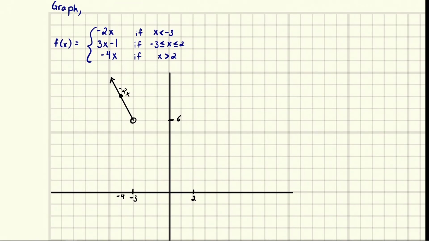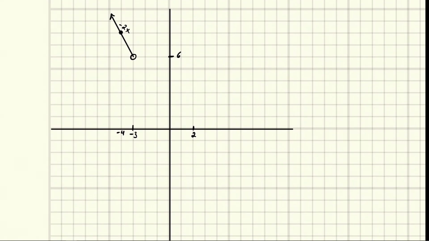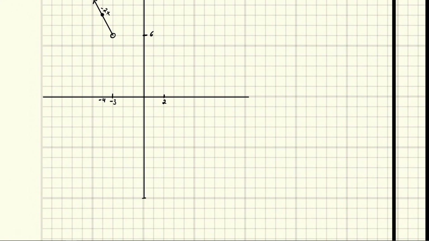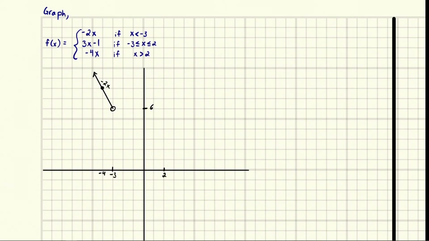All right, so for the next bit, we have between -3 and 2, as is said right here. So it's this middle area. And this is the line that we're graphing, 3x minus 1. So we need to check our endpoints, find out what's happening there. So if we plug in -3, we're going to get 3 times -3, which is -9, minus 1 is -10. So we're going to come down to -10, which is way down here. So we're going to have a point, and this one's a solid dot because this is included. We have the equals to on this one, so -3 is included.